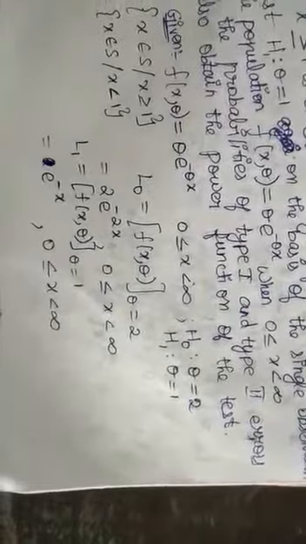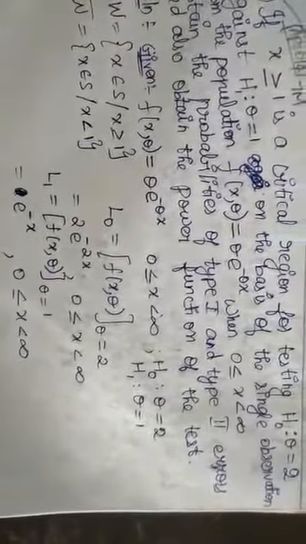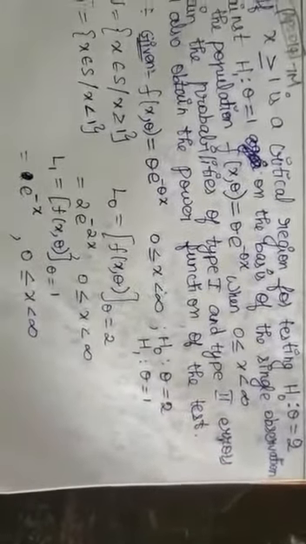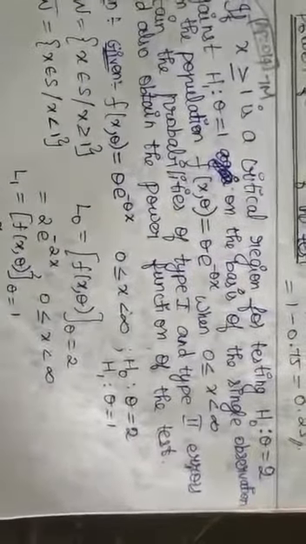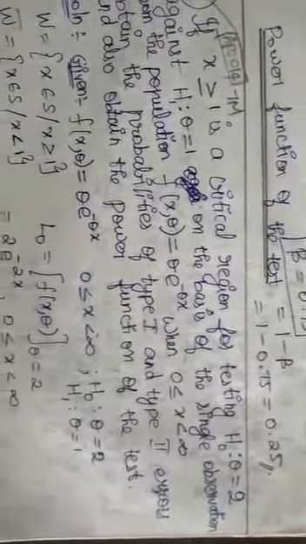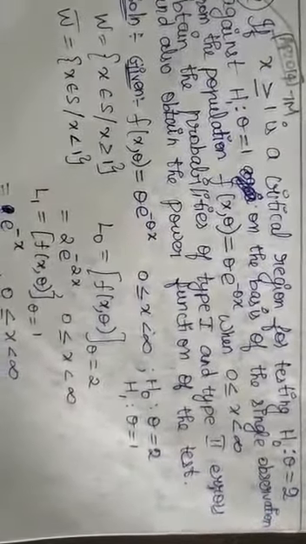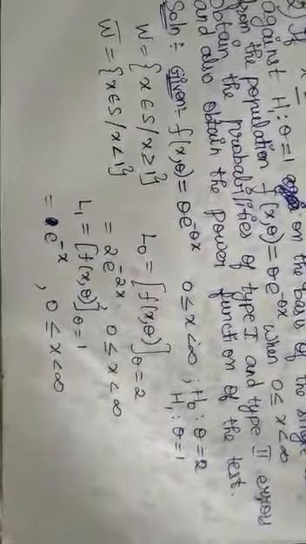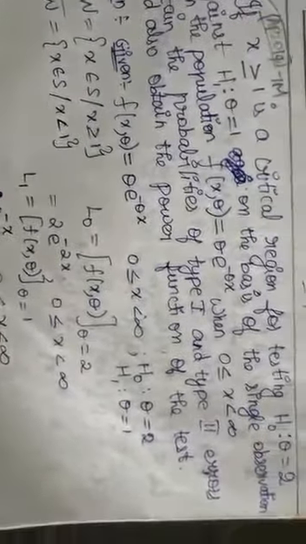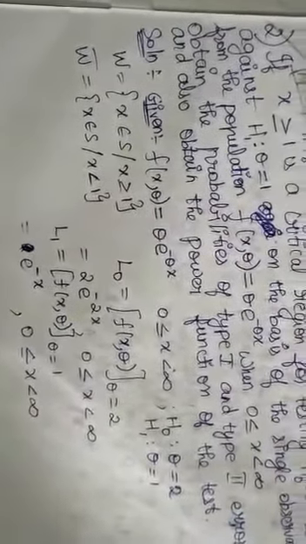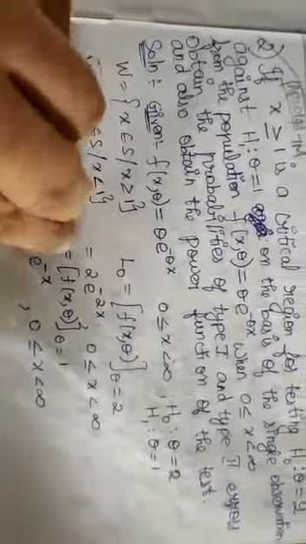Now they are defining L0. L0 is f of x comma theta when H0 is true. H0 means theta equal to 2 is true here, so in place of theta we take 2. The f of x comma theta is theta e power minus theta x, that means 2 e power minus 2x for 0 less than or equal to x less than infinity. For L1, we know that H1 is true. H1 is theta equal to 1, so we take 1 into e power minus x for 0 less than or equal to x less than infinity.